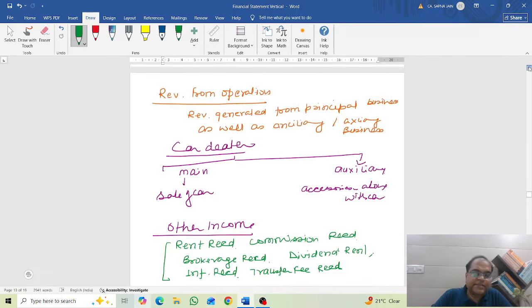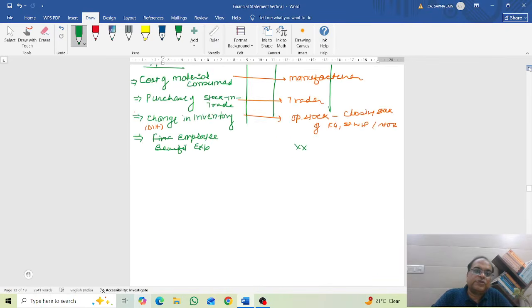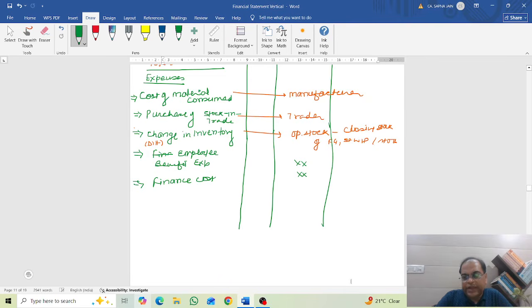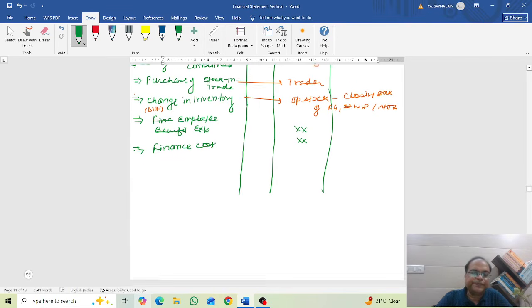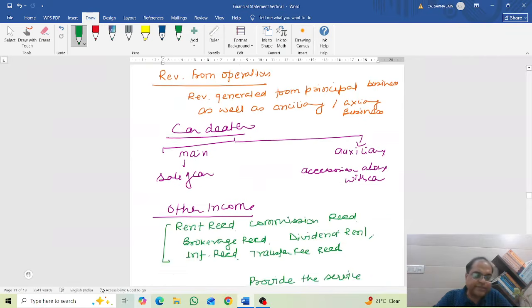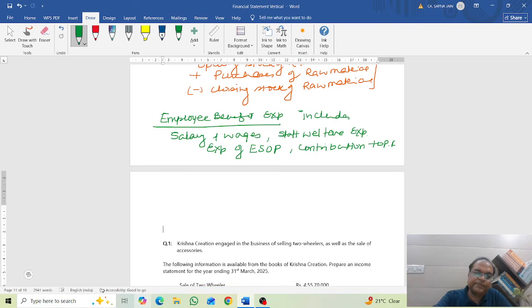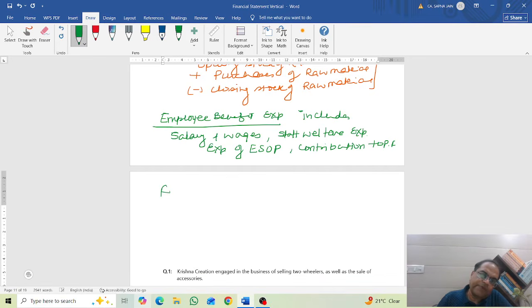Number fifth is finance cost, or we can say finance expenses. Both are the same. Now, what is covered under finance cost or finance expenses?